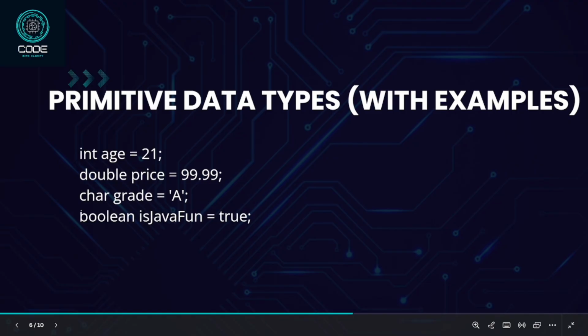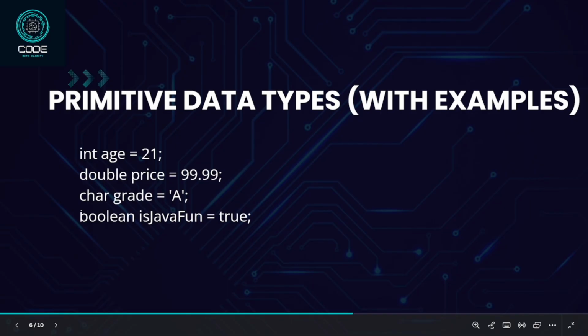Next is char grade is equal to 'A'. यहाँ पे grade store किया है, marks का grade है. So here char is used to store a single character. Okay. Notice that the character is written inside single quotes.